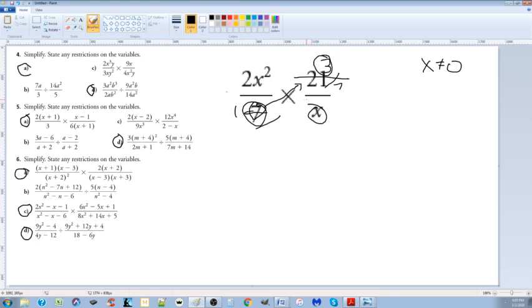Then I can say, okay, I've got an x here and 2 x's up here, so I'm just left with 1x. So I'm left with 3 times 2 and the x, which is 6x. And at the bottom, I'm left with nothing. I got rid of the x, I got rid of the 7, I got rid of everything. So the final answer is 6x, but x cannot be 0.